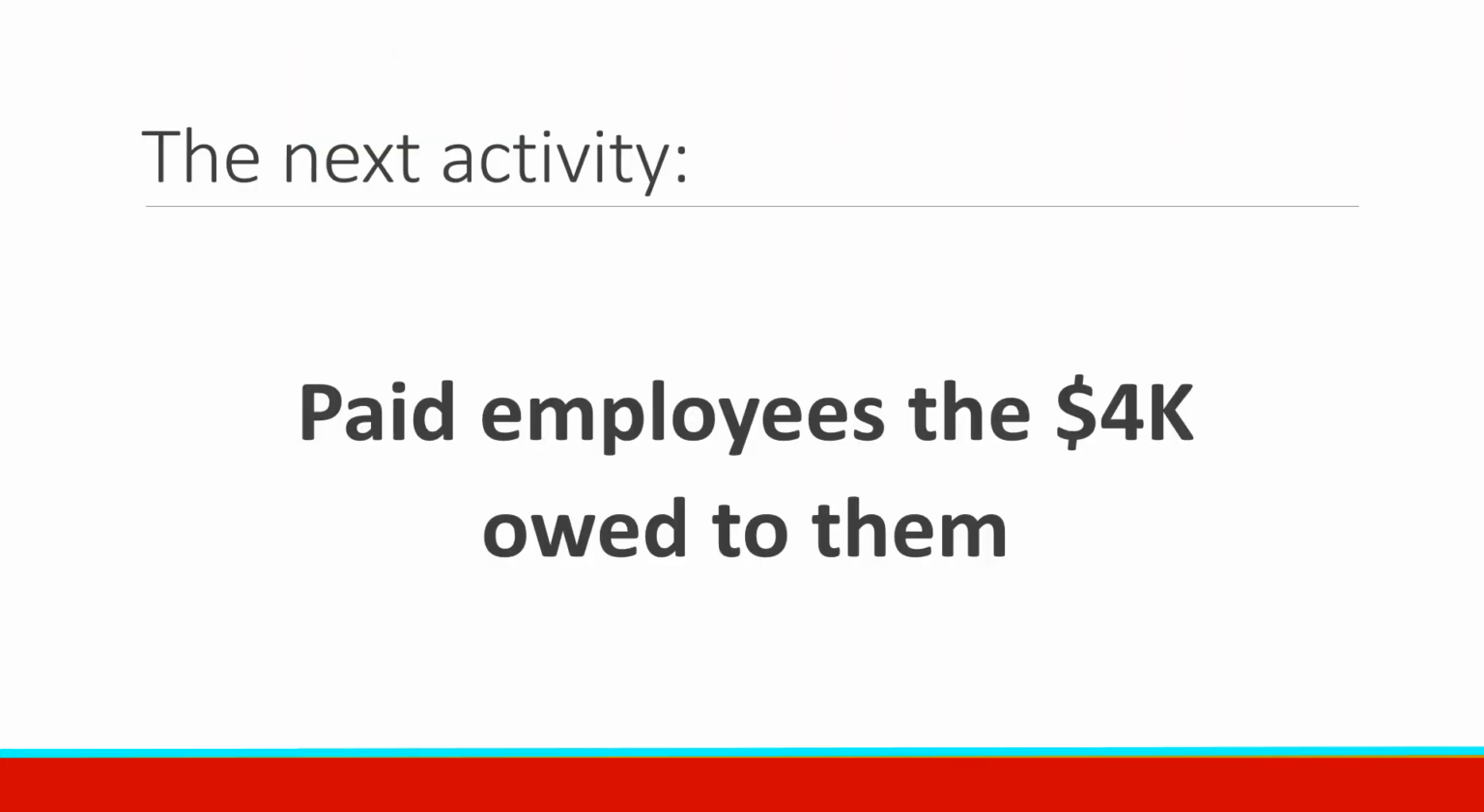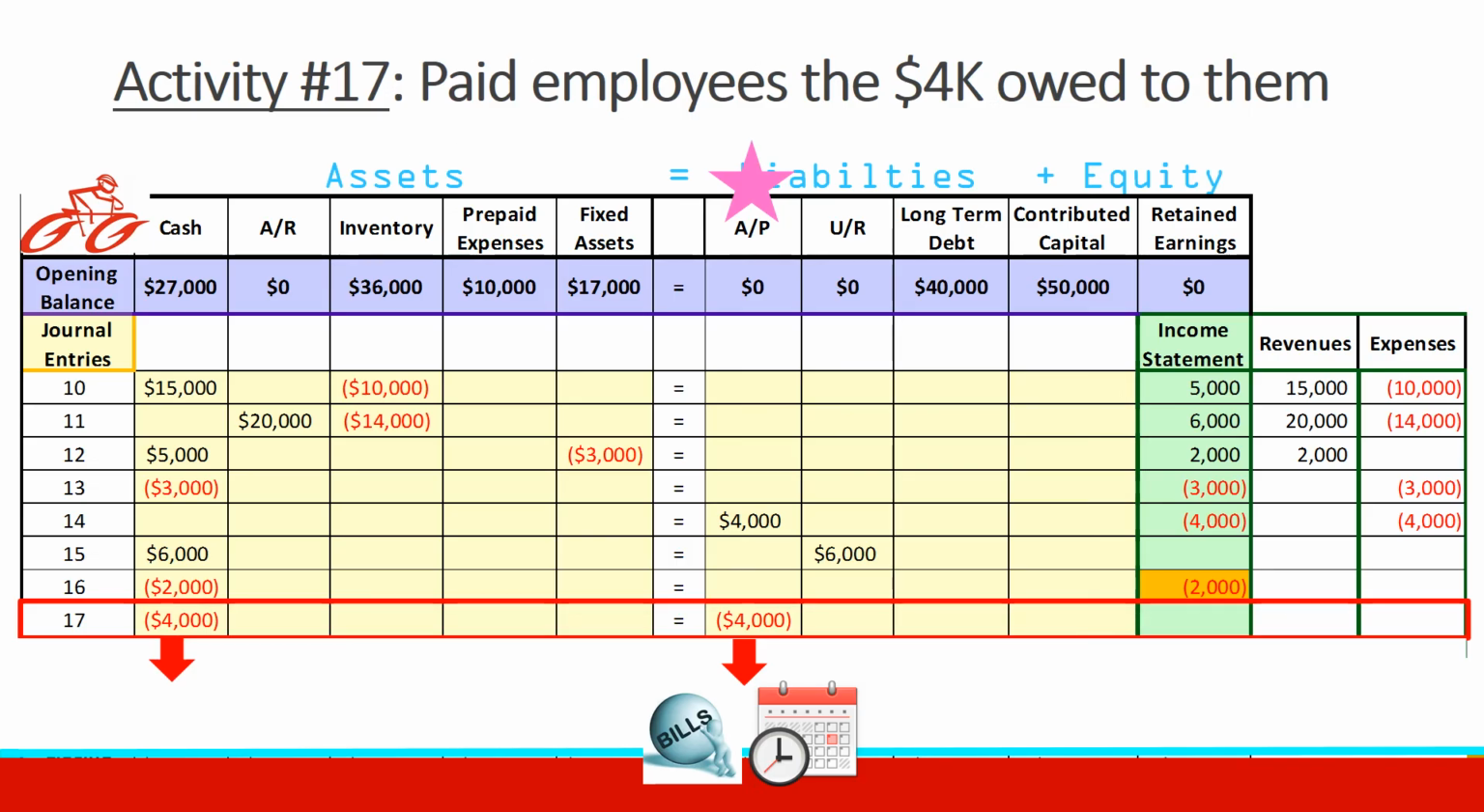Our next activity is that we're going to pay the employees the $4,000 we owe them. So we have cash going out the door, and the account payable that we created in activity 14 is being reversed by $4,000. So now if we look at the account payable column, we'll see it went up by $4,000 and now has dropped by $4,000. Note also, we're paying the employees right now for prior work. We are not recording a new expense.